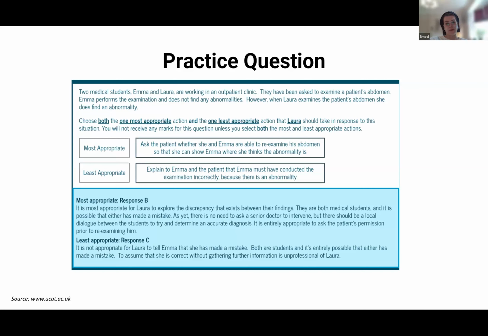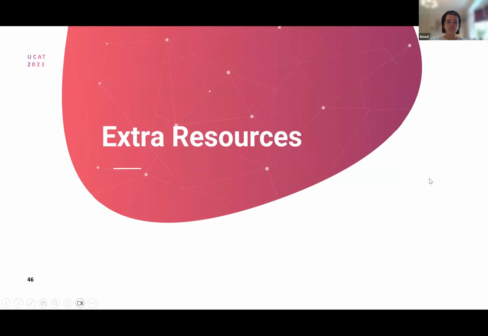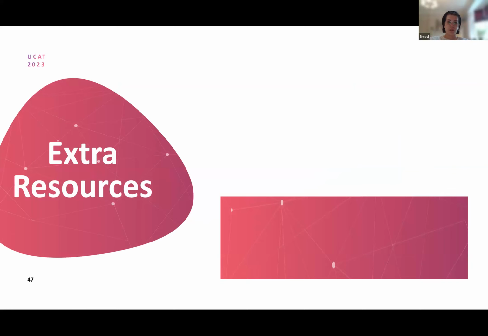And then obviously least appropriate would be to tell the patient that the other medical student has just examined incorrectly. Because they actually at this point don't know which one of them is right and which one of them is wrong. So not only does it undermine the other colleague and maybe affect what the patient thinks about medical students, it's not acting with integrity because it's not even correct information.